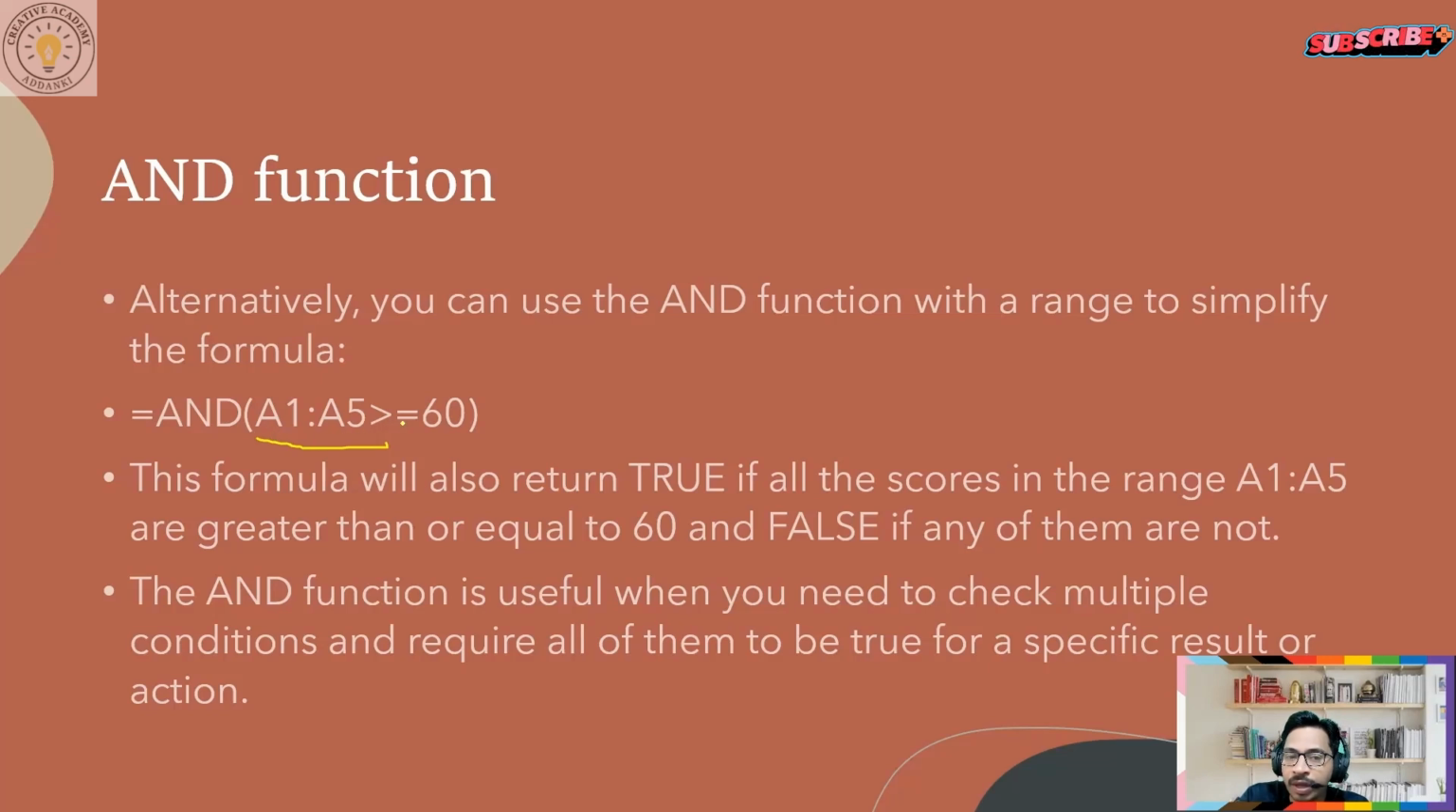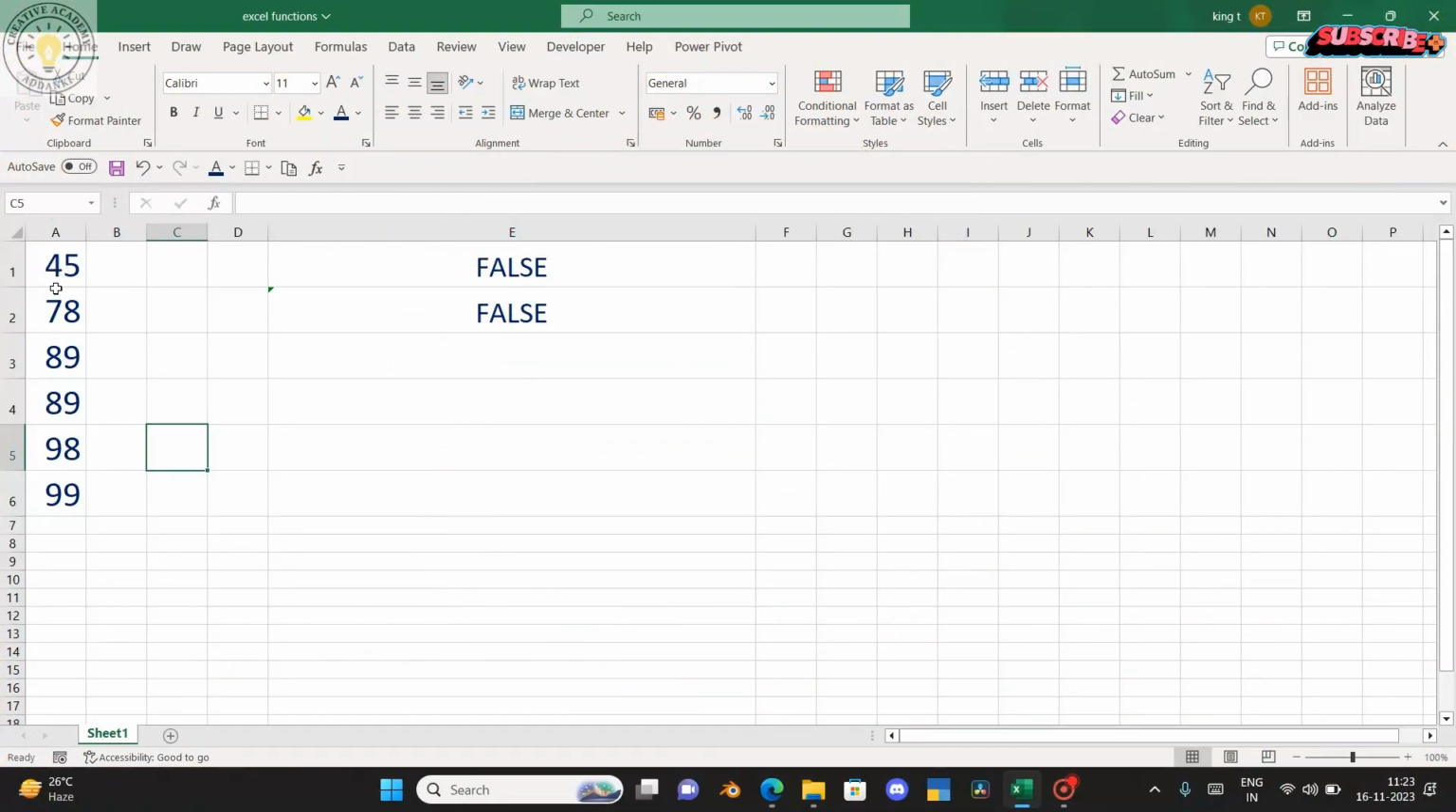When all the cells from A1 to A5 have a value greater than or equal to 60, this function will return true. If any cell contains a value less than 60, this function will return false. This formula will also return true if all the scores from A1 to A5 are greater than or equal to 60, and false if any of them is below 60. This is useful when we have to check multiple conditions. Suppose in 5 cells we have to check 5 different conditions, this can be used. If the 5 cells need to be checked for the same condition, even for that purpose, this AND function can be used.